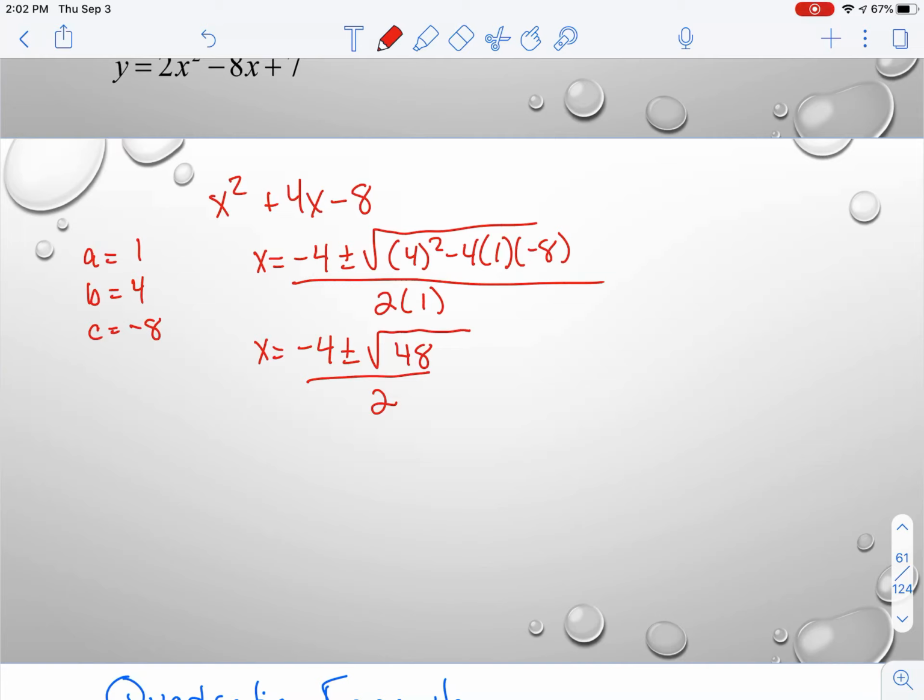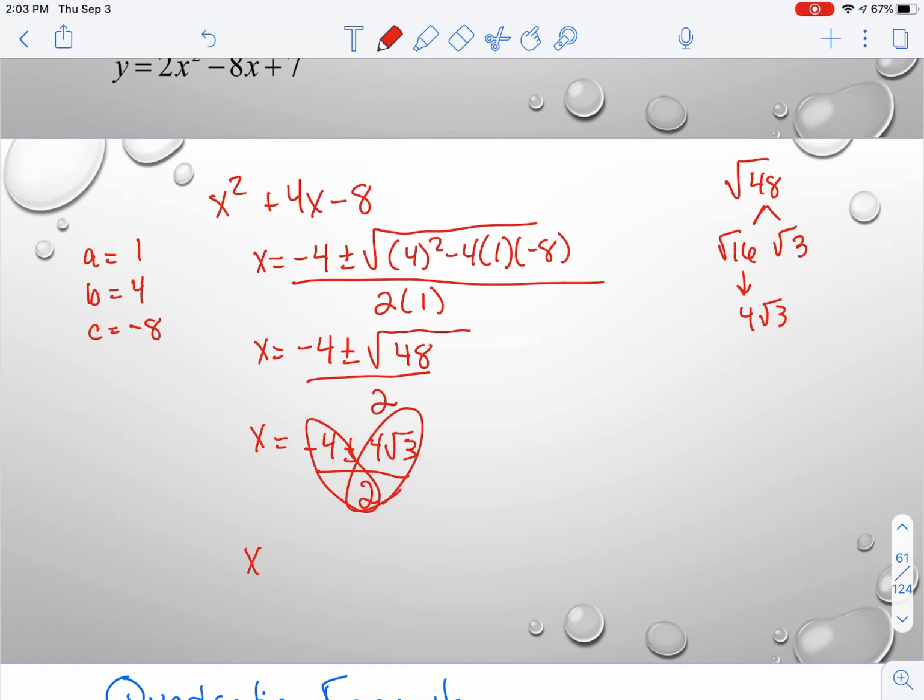Now here we don't have a perfect square. So off to the side, we're going to have to simplify the square root of 48. What largest perfect square is hiding in a 48? 16, so 16 times 3. Square root of 16 is 4. So this is -4 plus or minus 4 root 3 over 2. And then we could simplify this further because each of these factors divides by 2. So x equals -2 plus or minus 2 root 3. That would be the exact form of our answer there.